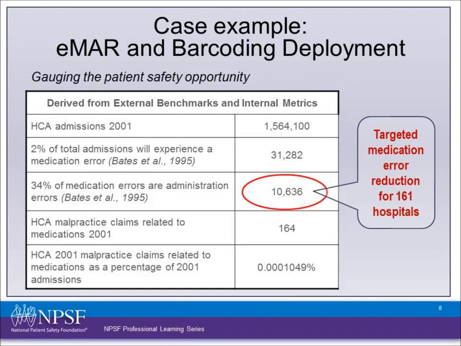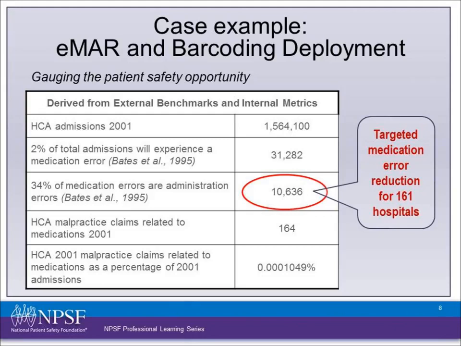So as I move on to the next slide, still within this case example, as we go to gauge the opportunity for patient safety improvement, we look to external benchmarks and our own internal metrics. We went to one of the classic studies from Bates and colleagues from 1995 that told us 2% of hospital admissions experience a medication error. And of those medication errors, 34% happened during the administration process. So the technology we were deploying was specifically geared toward that administration process.